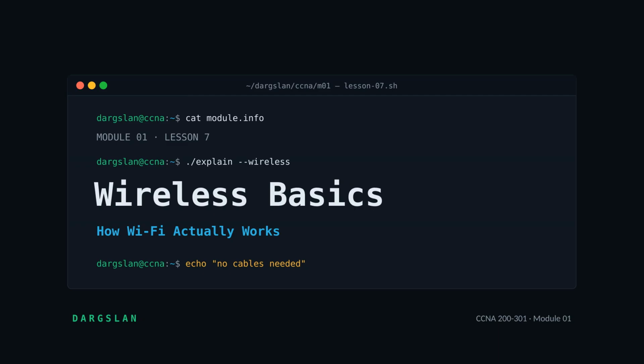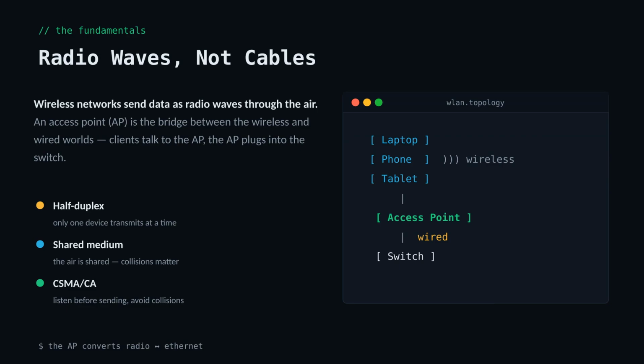Let's get into it. So here's the core idea. Wireless is just radio waves doing the job cables used to do, and the access point is the translator that bridges those two worlds. Your laptop, phone, tablet talk to the AP over the air, and the AP plugs into the switch with good old Ethernet.